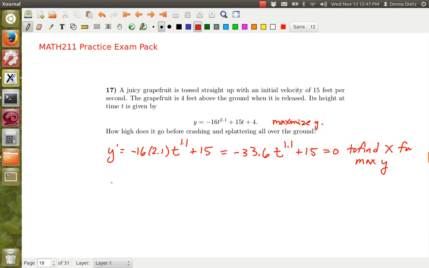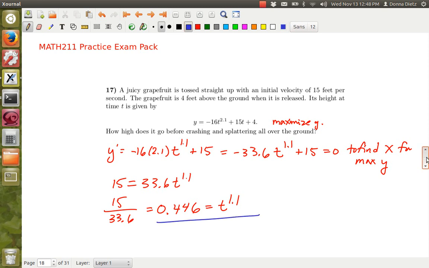So you have 15, so you just take this piece and put it on the other side if you want to think of it that way. 15 is 33.6 t to the 1.1, and then 15 over 33.6, which happens to be 0.446, is equal to t to the 1.1. If a student finds themselves right there in the problem, that's not so bad, but the t is not 0.446, and so some people will get stuck here.